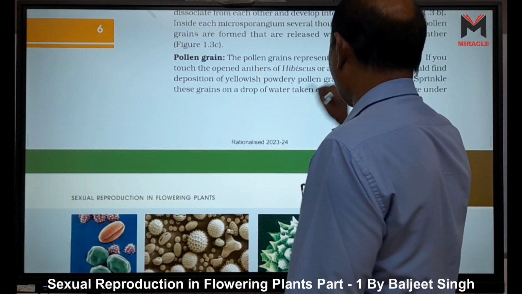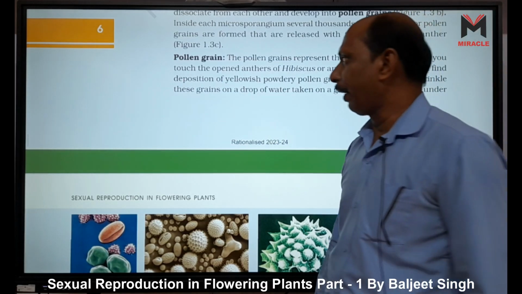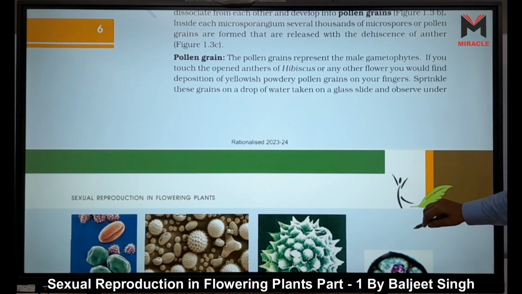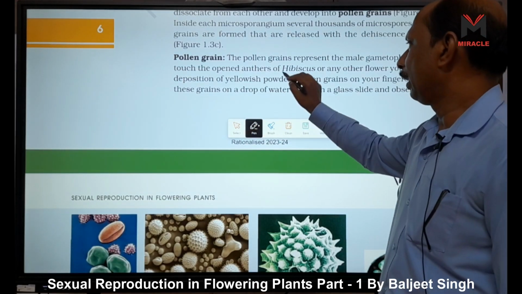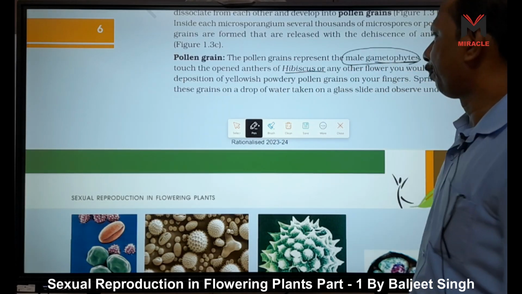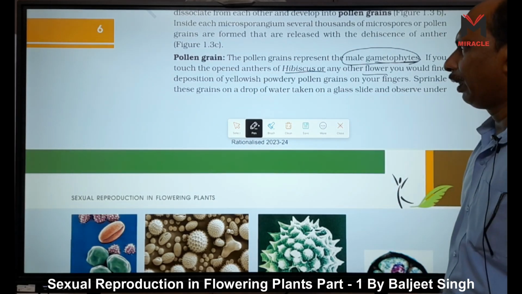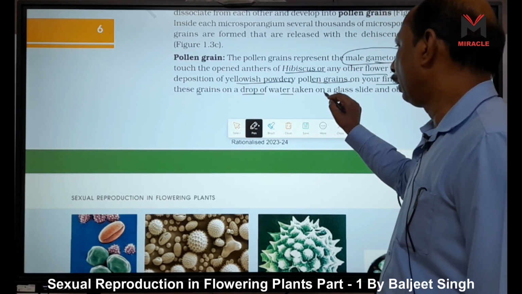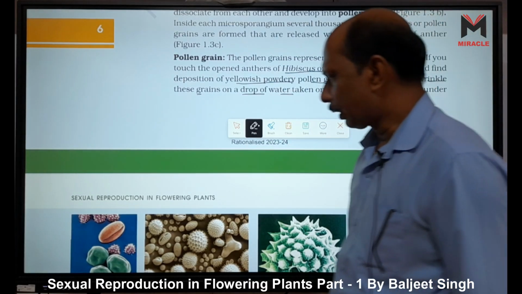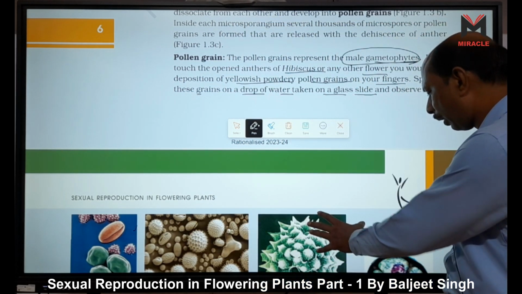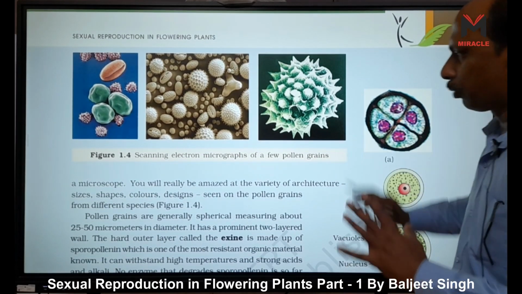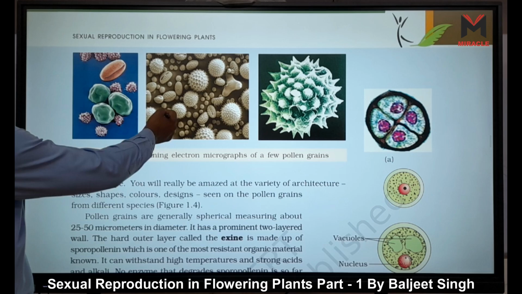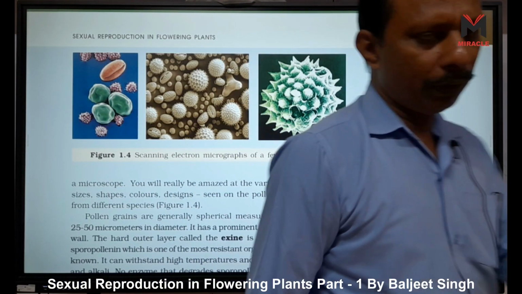The pollen grain represents the male gametophyte. If you touch an open anther of hibiscus or any other flower like Brassicaceae, you will find a deposition of yellowish powdery pollen grains on your fingers. Sprinkle these grains on a drop of water taken on a glass slide, and we can observe them under the microscope. They are not exactly the same as these structures, which are scanning electron micrographs, but we can see very small grains like these.